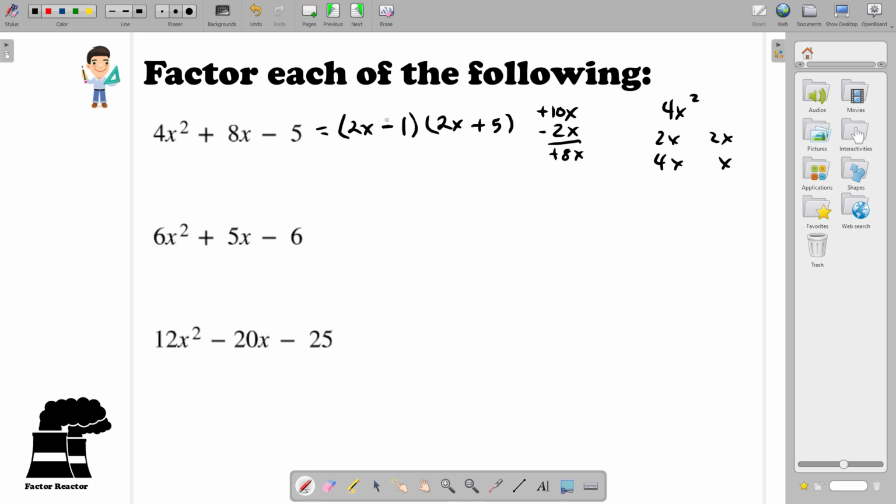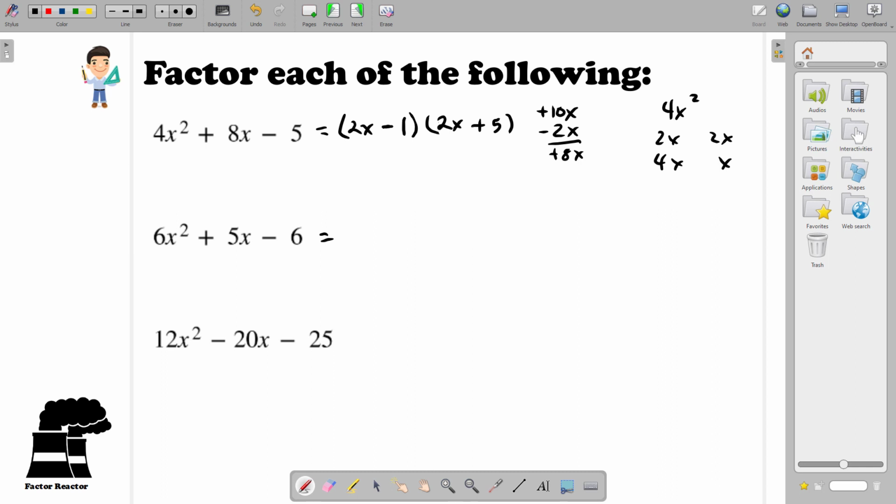2x times 2x is 4x squared. 2x times 5 is 10x. Negative 1 times 2x is negative 2x. Those combine to give me positive 8x. And negative 1 times positive 5 is negative 5.